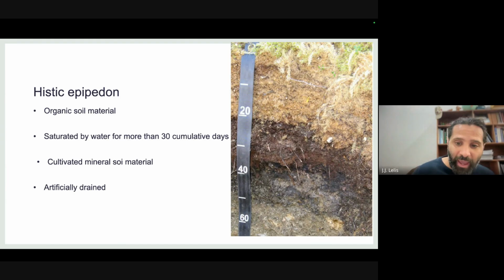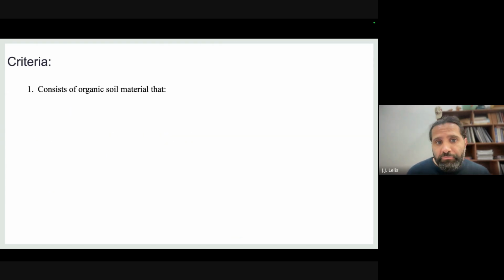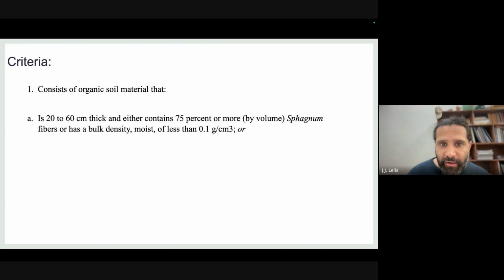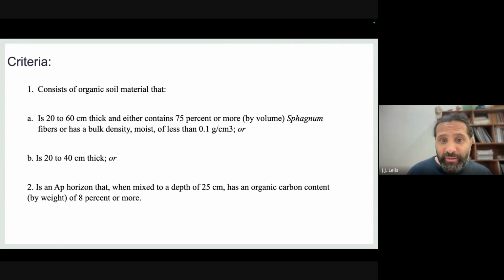Okay, when we have some humans adding some material, and of course some of these histic horizons also can be artificially drained by humans, but they are kept as histic horizons because they were artificially drained. Okay, so let's see the criteria. Basically quite similar to the other, but now the thickness is a little thicker. It's larger than before.